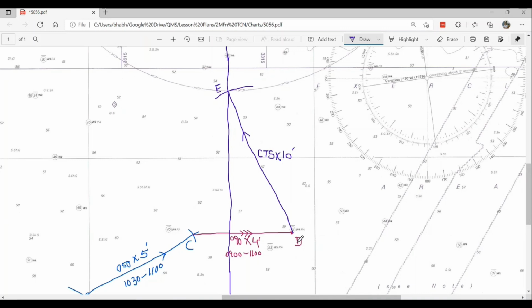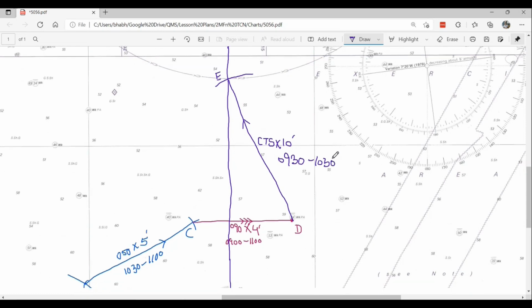So if you put your parallel ruler, align it with DE and then read it off from a compass rose, you will get to know what course you were steering from 9:30 to 10:30. So this becomes the 9:30 to 10:30 CTS vector.